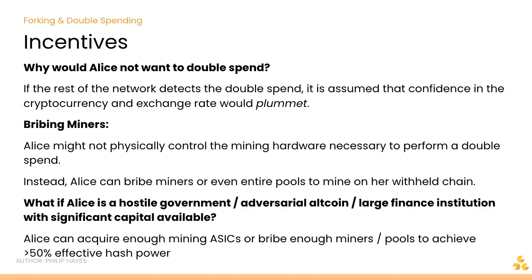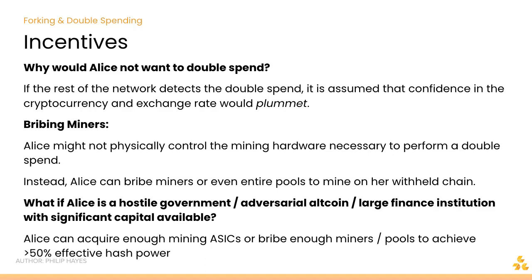So what are some incentives that we should talk about? Why would Alice not want to double spend in this scenario? If the rest of the network detects the double spend, it's going to be assumed that confidence in the cryptocurrency and the network rate would plummet. People are like, okay, Alice double spent, so now the whole entire Bitcoin network shouldn't be trusted. So now I'm not going to buy anything using Bitcoin. I'm not going to trust any of the transactions that are made on the Bitcoin network.